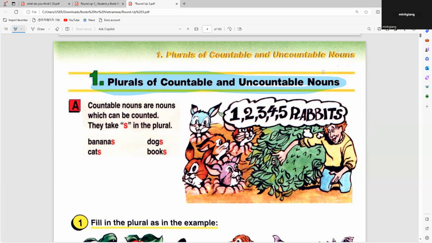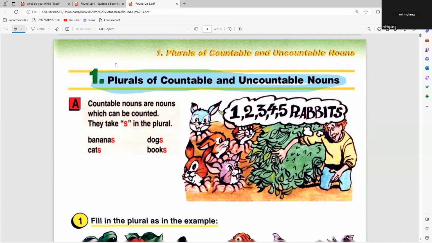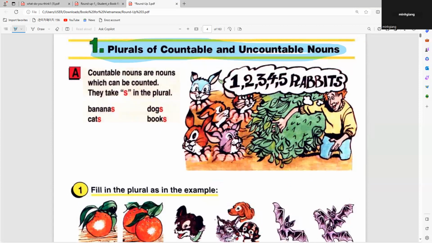Okay, so let's start now. I think you really understand. Okay, please read. Countable nouns are nouns which can be counted. Okay, they take S in the plural. That's correct.